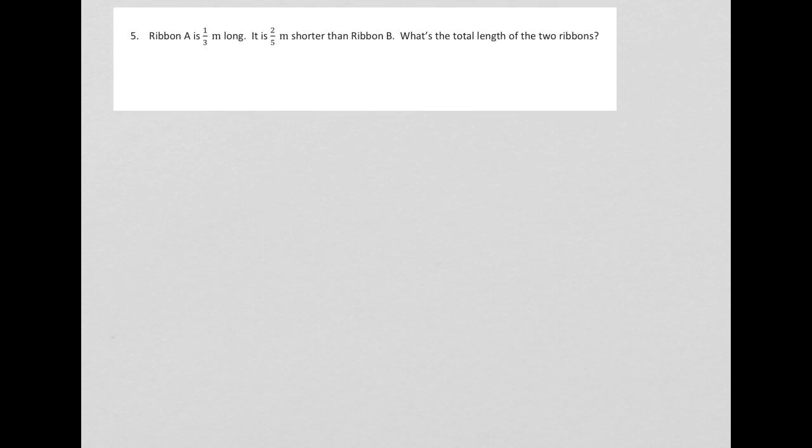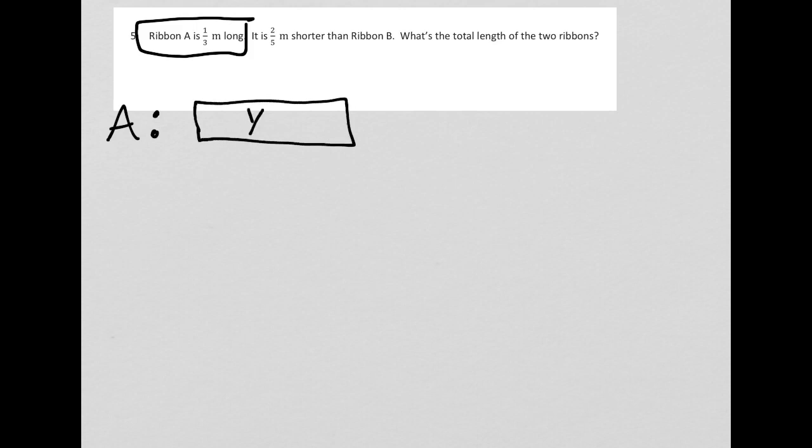Ribbon A is 1/3 of a meter long. It is 2/5 of a meter shorter than ribbon B. What is the total length of the two ribbons? Okay, so ribbon A is 1/3 of a meter long. So this one reminds me kind of the one we just did. So I'm going to do side by side models. So I've got ribbon A is 1/3 long. It is 2/5 of a meter shorter than ribbon B.